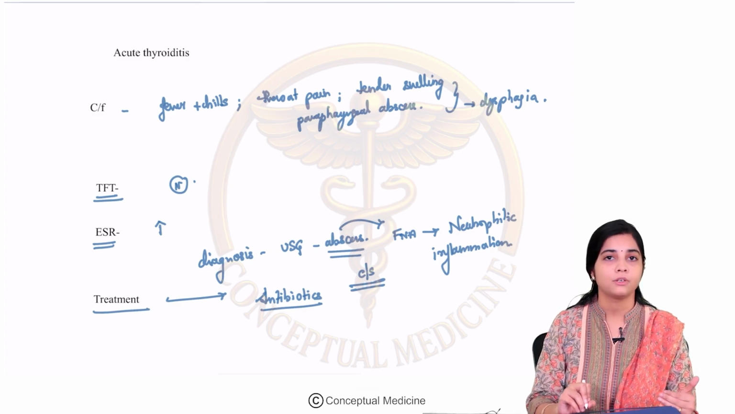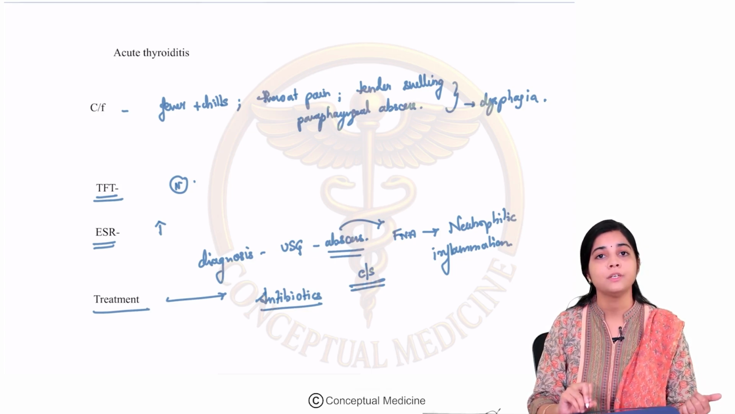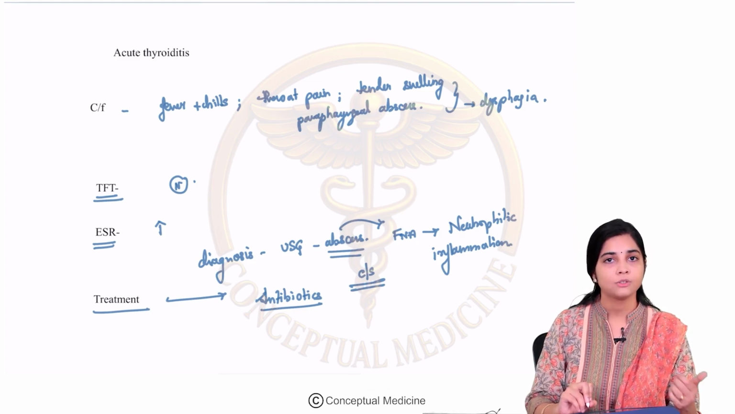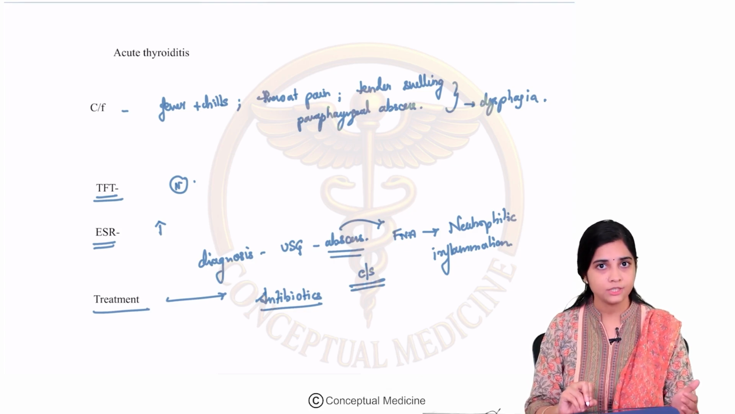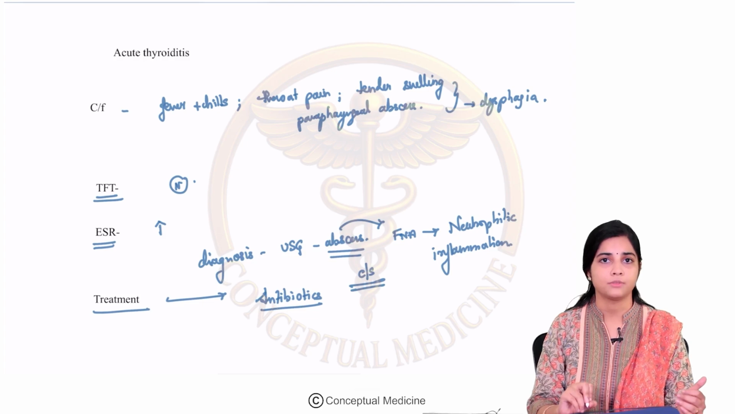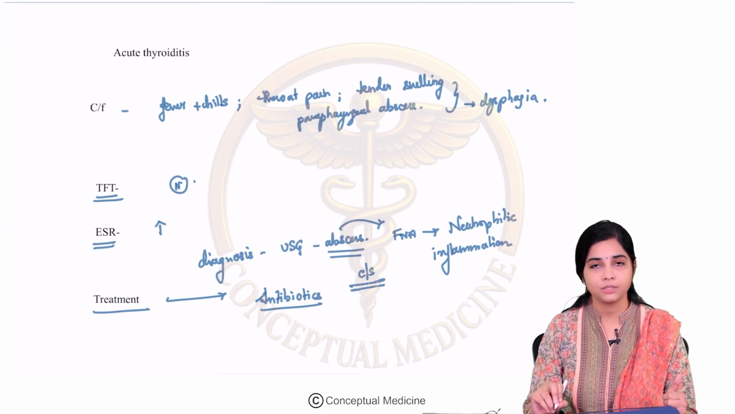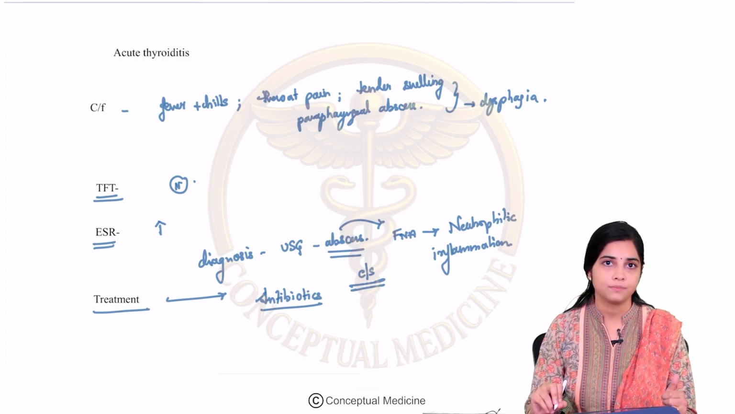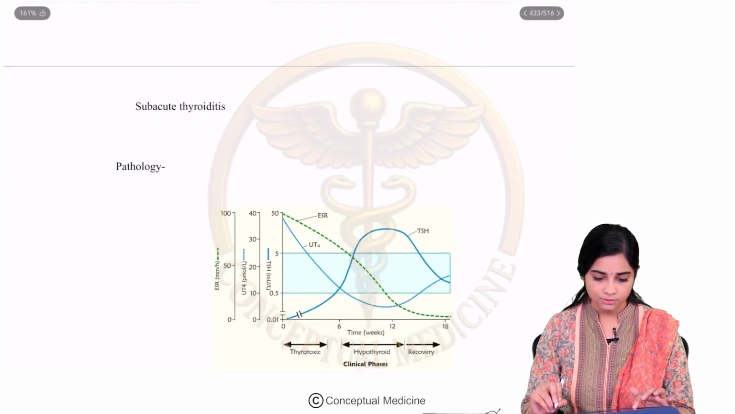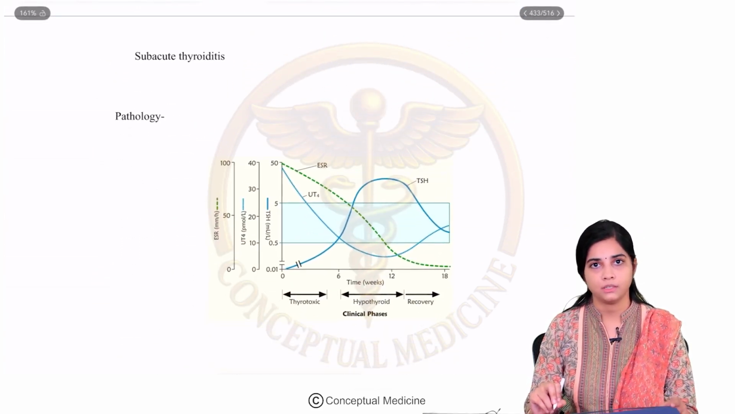But many a times in your immunocompromised patients, we have just learned that viruses or even parasites can cause thyroiditis. So in those cases, you have to be very careful about what you are dealing with. Though parasites can cause chronic thyroiditis, you should be very careful about the diagnosis in immunocompromised individuals. Alright, so this is about your acute thyroiditis. Let's move on to the next type, which is your subacute thyroiditis.